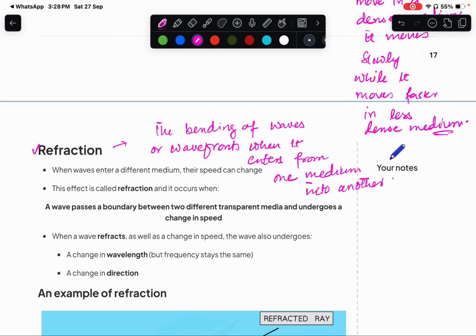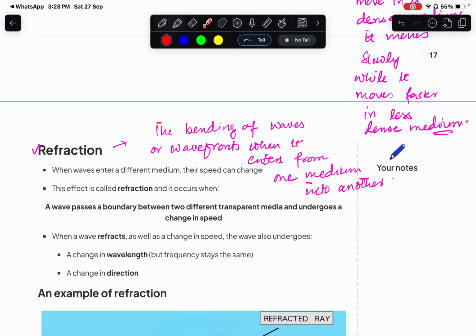All right. So a wave passes a boundary between two different transparent media and undergoes a change in speed. When a wave refracts, as well as a change in speed, the wave also undergoes a change in wavelength, a change in direction. Look, the wave is changing.